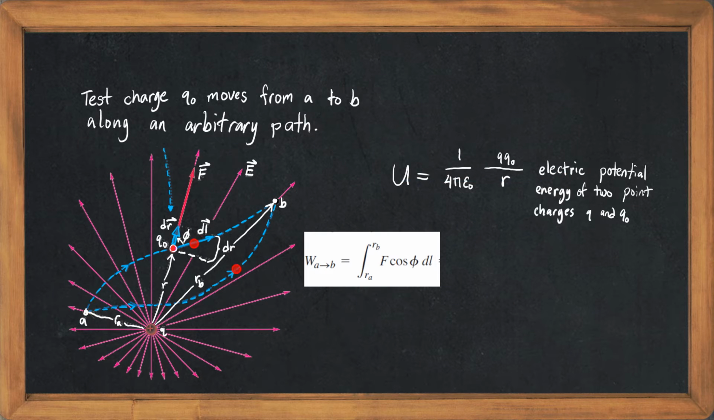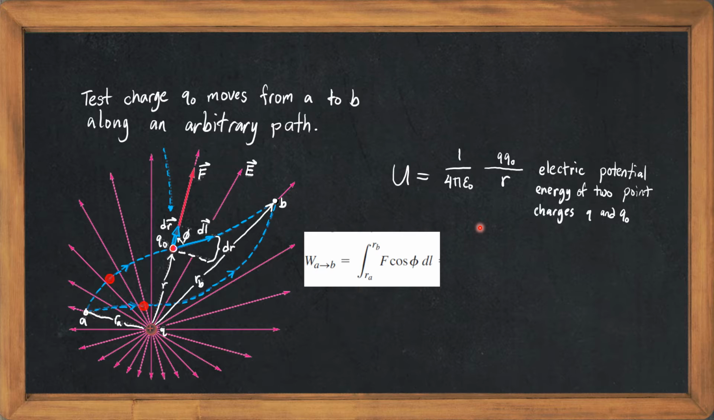A more general displacement is shown in this figure, in which A and B do not lie on the same radial line. The work done on Q0 during this displacement is given by W A to B equals the integral of F cosine phi dl from RA to RB. That is, the work done during a small displacement dl depends only on the change dr in the distance r between the charges, which is the radial component of the displacement. The work done on Q0 by the electric field E produced by Q depends only on RA and RB, not on the details of the path. These are the needed characteristics for a conservative force.